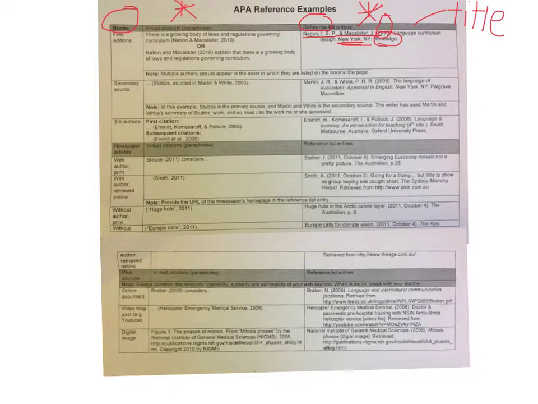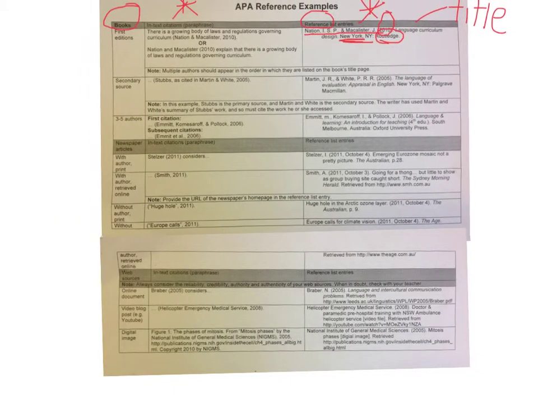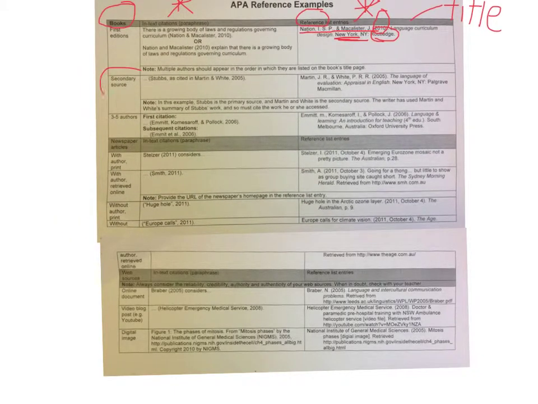So what about if you are referring to a secondary source? Now remember, a secondary source is when you are citing something within another source. So when you're looking at the in-text citations, you've got the original author stub as cited in the reference that you're looking at. Now, within your reference list, you're actually only including the reference that you accessed.